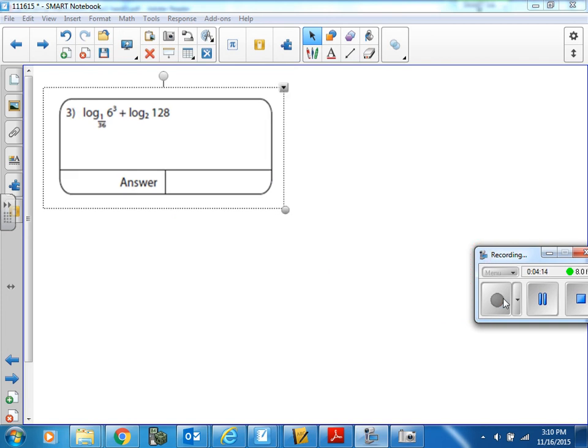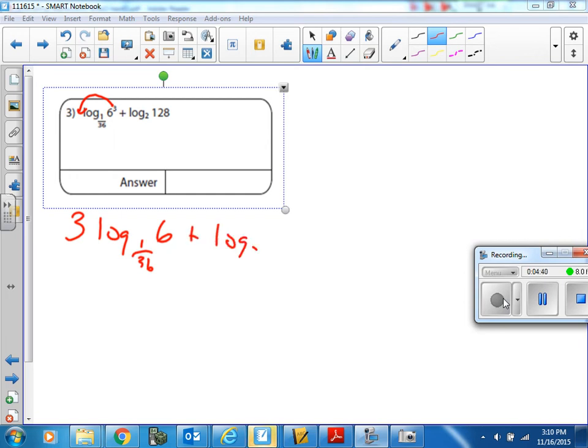All right, let's look at number 3 now. In this case, we are going to be adding. So the first part, we don't have any coefficient, but we have a power. Remember our power to power rule? This might be helpful if we bring this 3 down here, and we make that 3 log base 1/36 of 6, and plus log base 2 of 128.